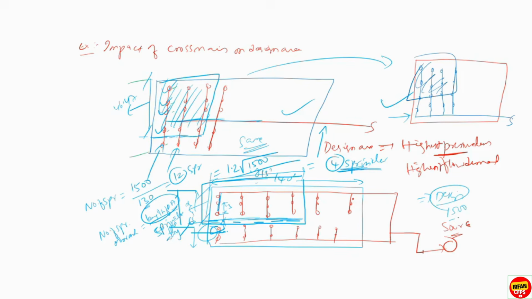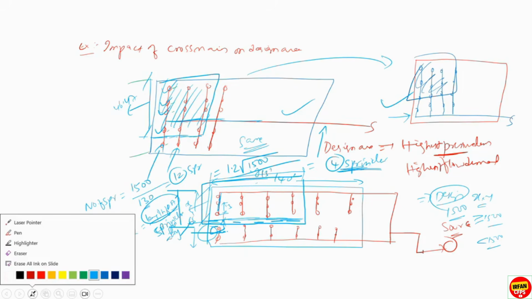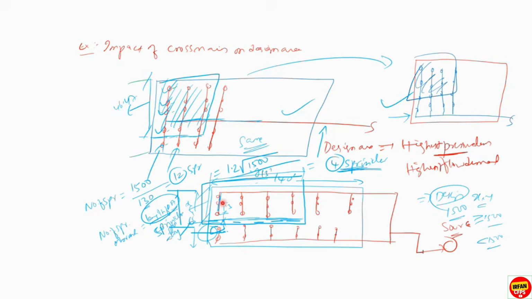So the minimum design area will be 1500 square feet, right? So this X into Y should always be more than or equal to 1500 square feet. It cannot be less than 1500 square feet. I will explain with an example in the next slide about this. But just remember that if this remotest line or cross main is serving only 3 sprinklers, even though based on the formula we need 4 sprinklers on the branch line, we consider only 3 sprinklers because there are no sprinklers connected here.